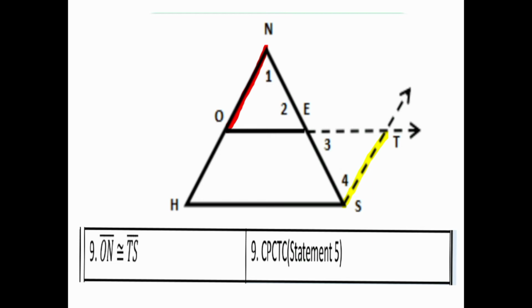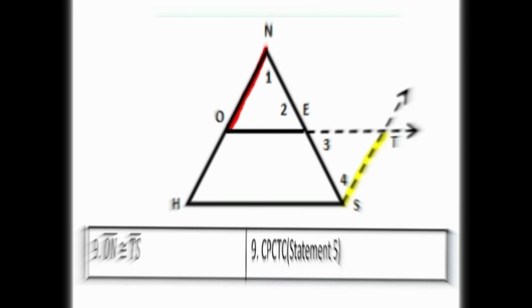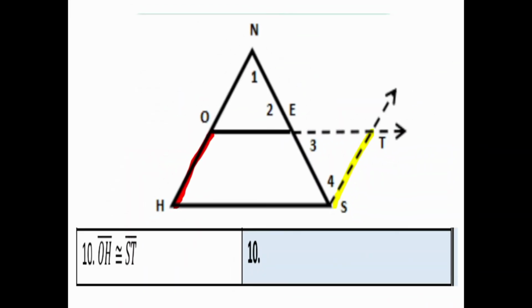Reason: CPCTC, or corresponding parts of congruent triangles are congruent, based on statement number 5. Next is number 10. Line segment OH is congruent to line segment ST. Reason: transitive property. In algebra, if A is equal to B and B is equal to C, then A is equal to C. For segments or angles, if two segments or angles are congruent to a third segment or angle, then they are congruent to each other.